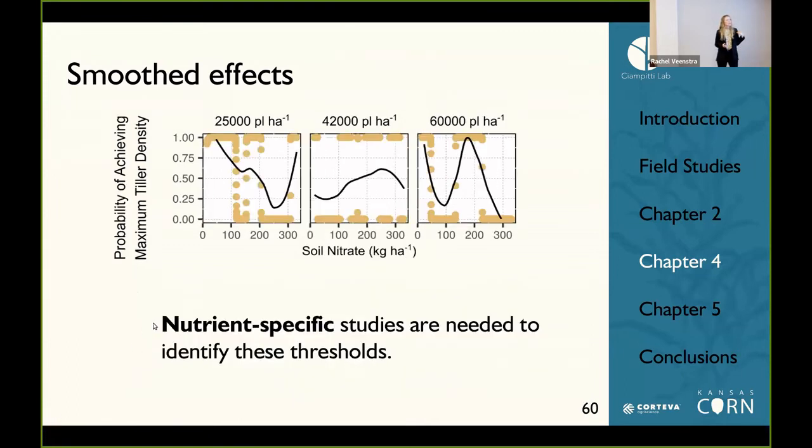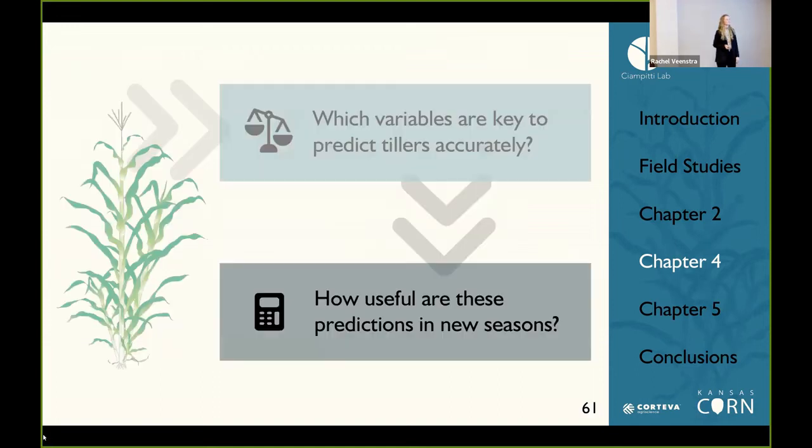We did have some soil nutrient variables that were significant in this model, but our relationships were a little messy because we did not have dosed nutrient treatments at each of our sites. We only had the observation, so the whole field nutritional information. So more specific studies would be needed to identify clear thresholds in this regard, which is a limitation that we had with this data.